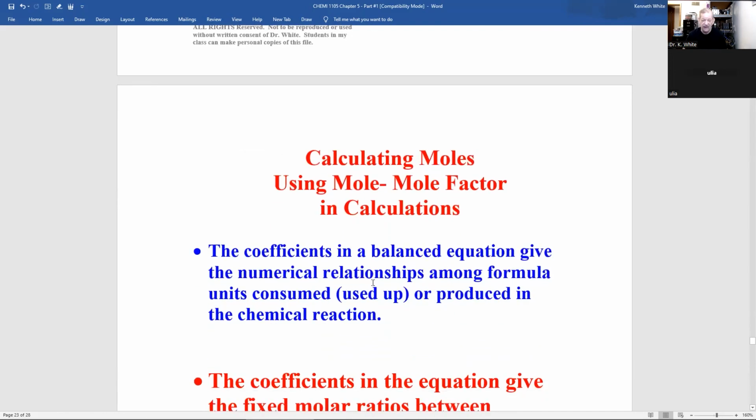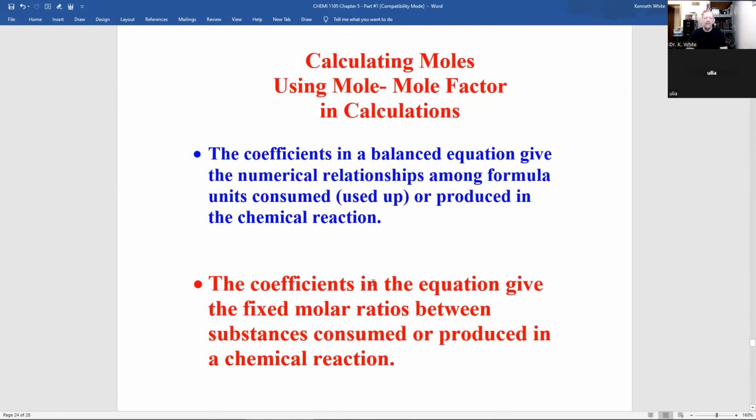Well, how does that play a role? What I'm about to tell you is probably one of the most important and powerful things I know in all of chemistry. I'll say that again. What I'm about to talk about is probably one of the most important and powerful things in all of chemistry for me, and probably for a lot of other chemists. Calculating moles using mole factors in calculations. What does that mean? Here's what it means.